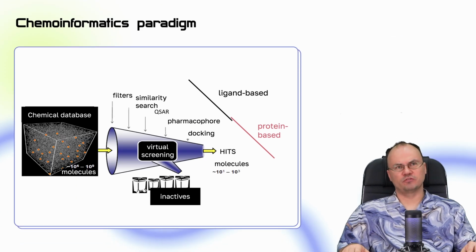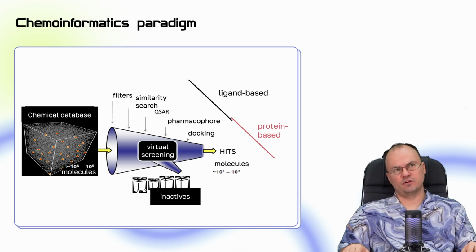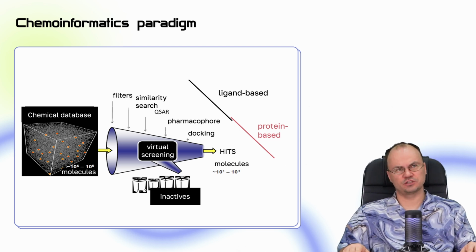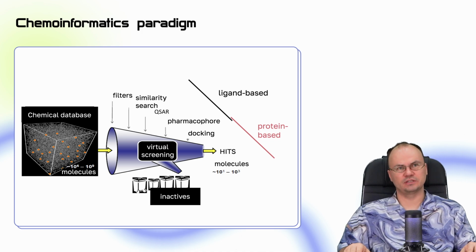Therefore, this cheminformatics paradigm can be subdivided into two groups: the ligand-based methods and the protein-based methods. The first group usually includes very fast algorithms such as filtering, similarity searching, pharmacophore searching, and so on. The protein-based group usually includes techniques based on molecular docking, where we investigate the interaction between protein and ligand.